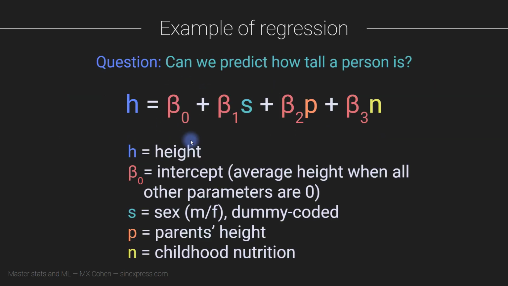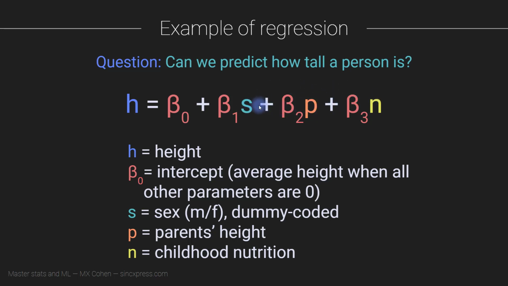So let me give you a few examples. In fact, this is one I've already introduced you to earlier in the course. So let's say we want to figure out how tall someone is, and we want to know if their height is related to or is predicted by their sex, their parents' height, and their childhood nutrition. So here you can see there's three variables that we have here. So we cannot compute a correlation.